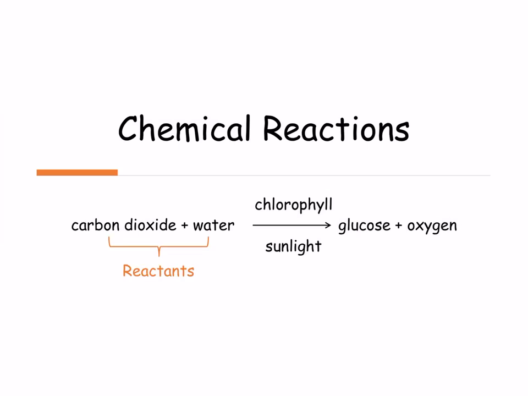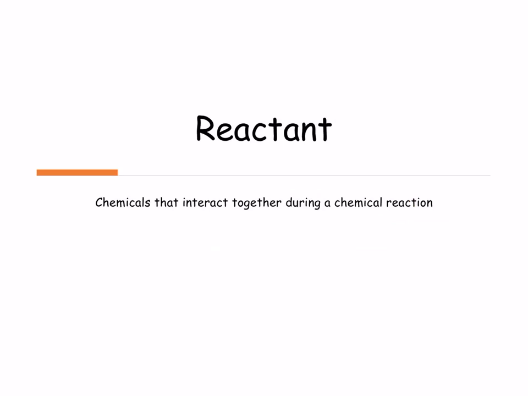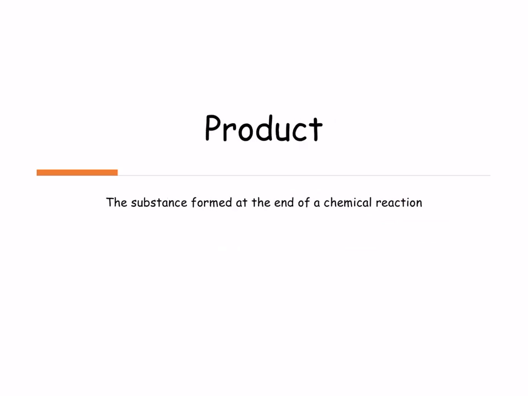Now, the carbon dioxide and the water, these are called our reactants, the two things that are going to come together and react. As a result, our glucose and our oxygen are the products, what we get out of the reaction. So the definition for a reactant is a chemical that interacts together during a chemical reaction, whilst the product is the substance formed at the end of a chemical reaction. Now, I find that quite easy to understand, very straightforward. Reactants react, products are formed.